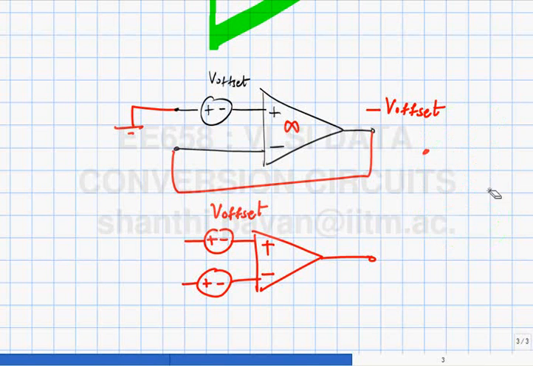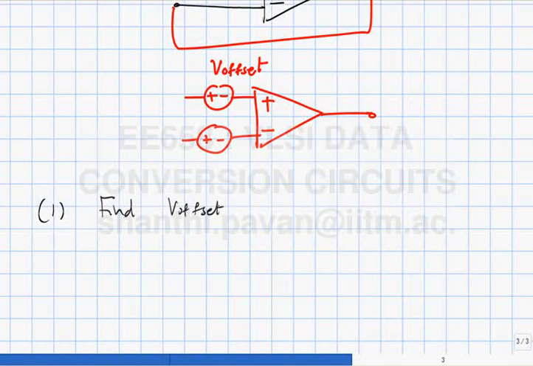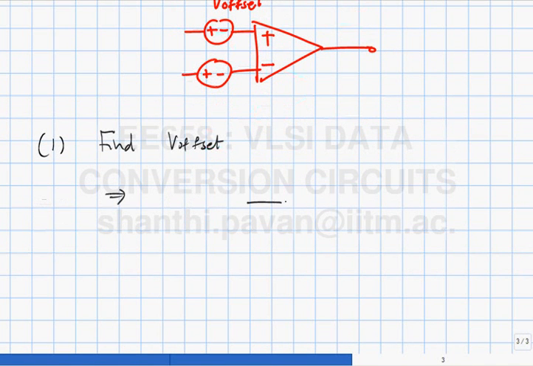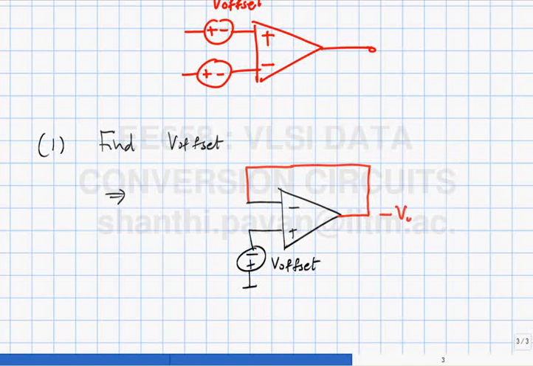And so the summary of the idea is the following. So first find the offset. Alright, and that is done by one thing you can do. As I said, this is just another way of redrawing the same picture. So this is the amplifier. During the offset estimation phase, this is how I want to configure the amplifier. Alright, and the output voltage will be minus V offset. Okay?